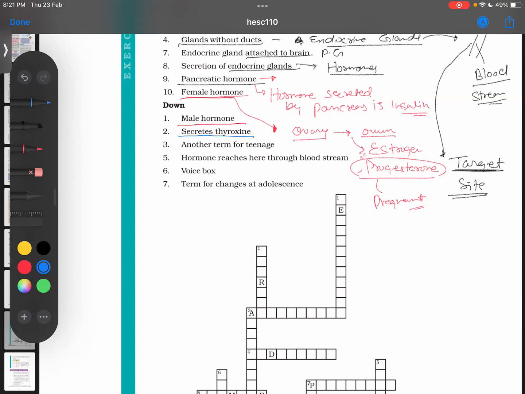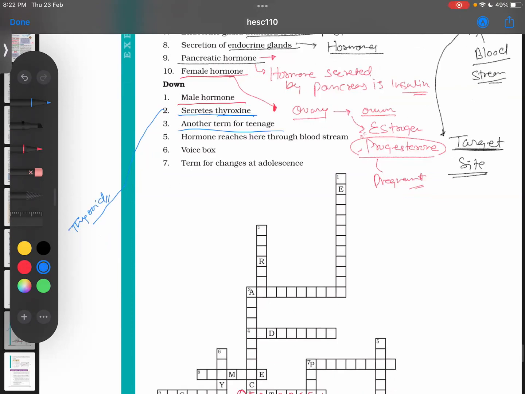Secretes thyroxine. Thyroxine is secreted by which gland? Thyroid gland. Thyroid, thyroid. You need to revise the glands and the hormones. Yes, sir. Another term for teenage. Another word for teenage, adolescent. Adolescence. Okay.